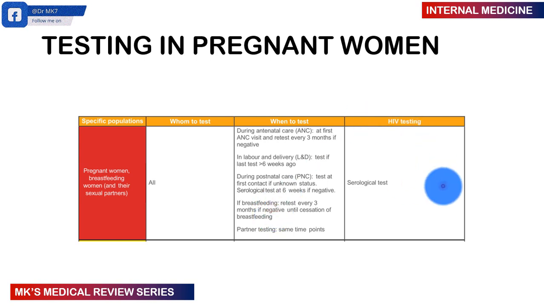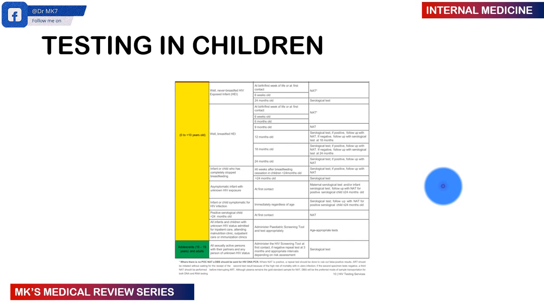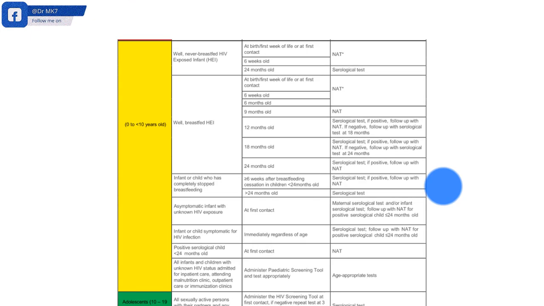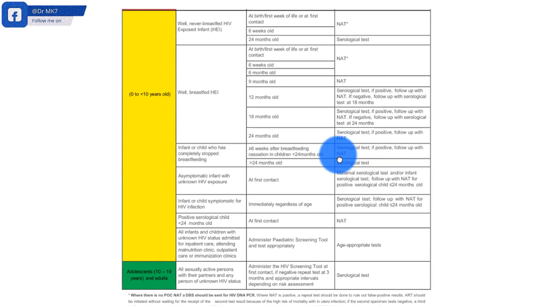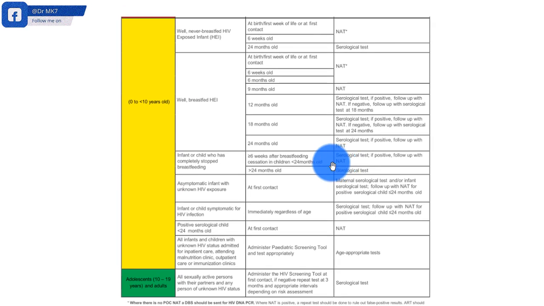Now, here is a very high yield table because it's in children. I want to take my time here. I'll even zoom right into this table. I hope this lecture is not so long. But anyways, on the yellow aspect here, this is for children between 0 to less than 10 years, and then you have adolescents that are 10 to 19 years, as well as adults.